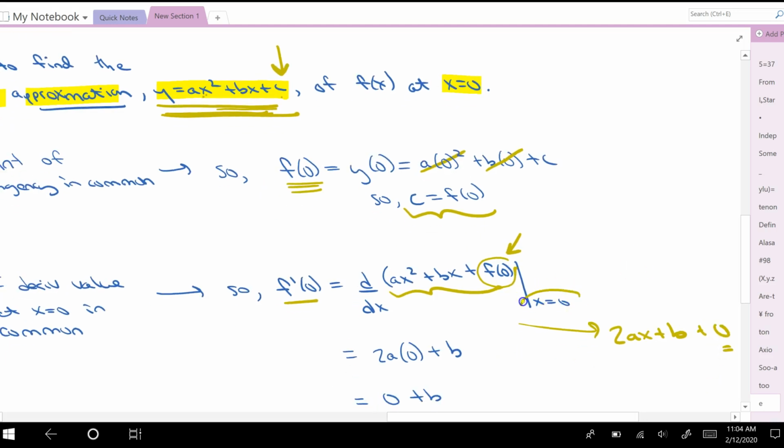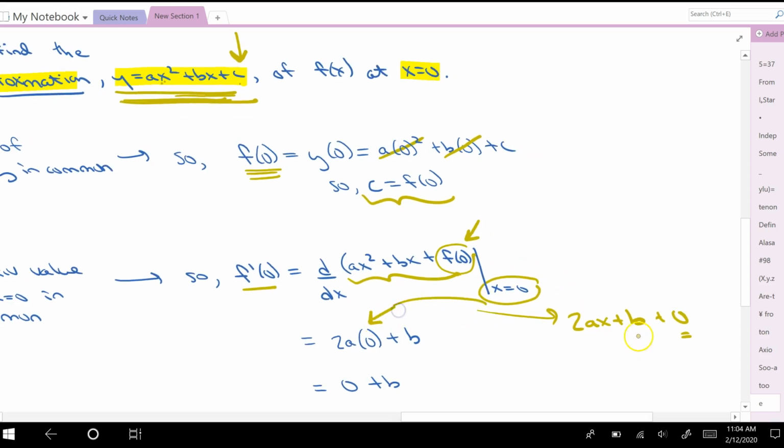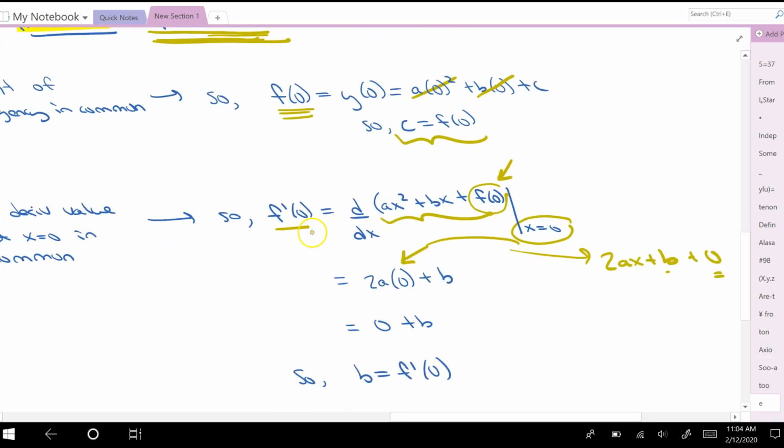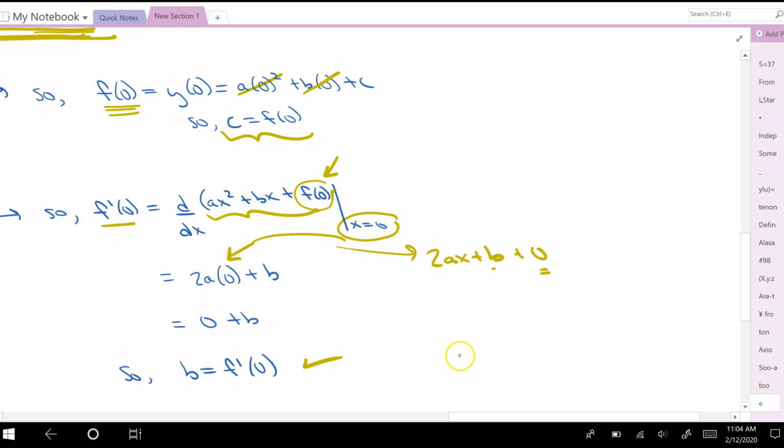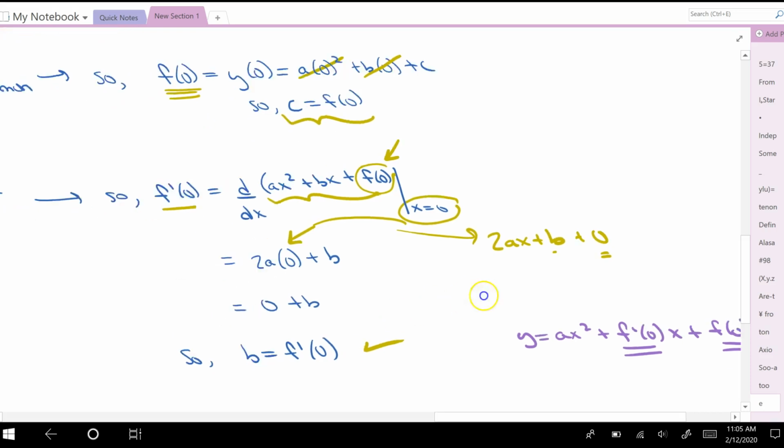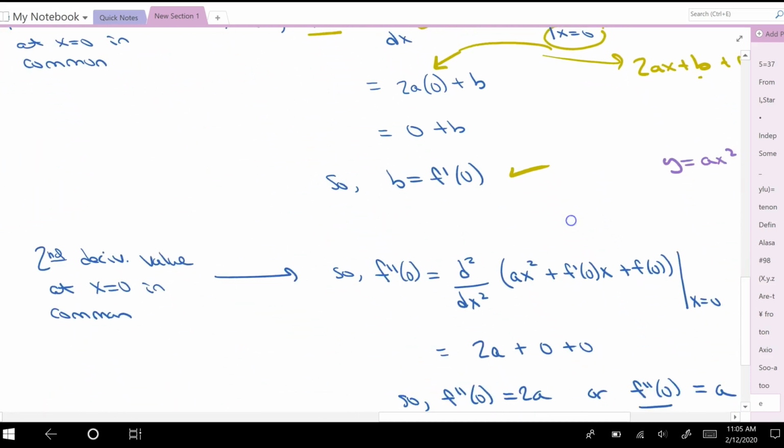And then to address the d/dx at x equals 0, look what I did. I plugged in x equals 0 here. At the end of the day, oh, interesting. I get f prime of 0 equals b. Again, that's very convenient because now I've made some progress. My local quadratic approximation looks like y equals ax squared plus f prime of 0 x plus f of 0, because I found the b and c values. What's left to find is the a value, and that's where my third criteria comes in.